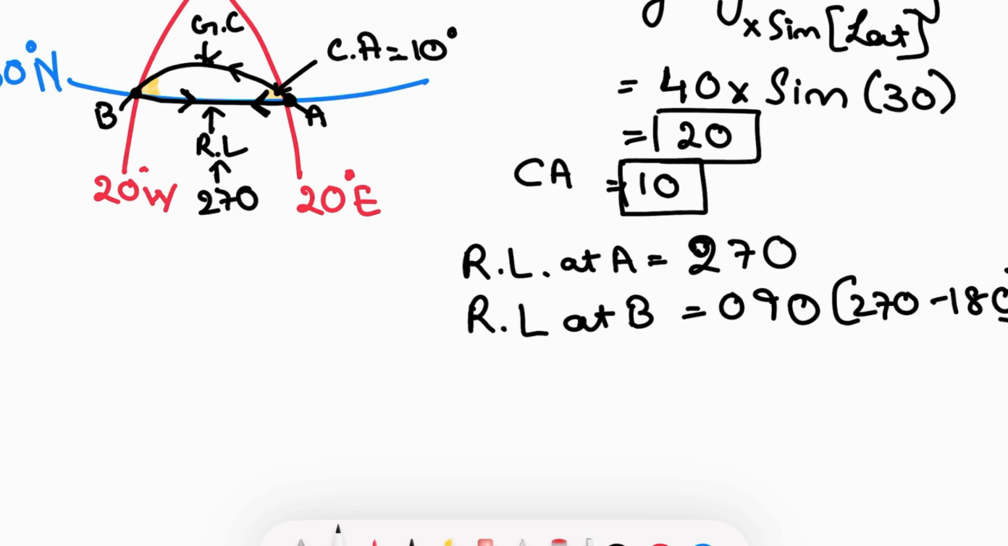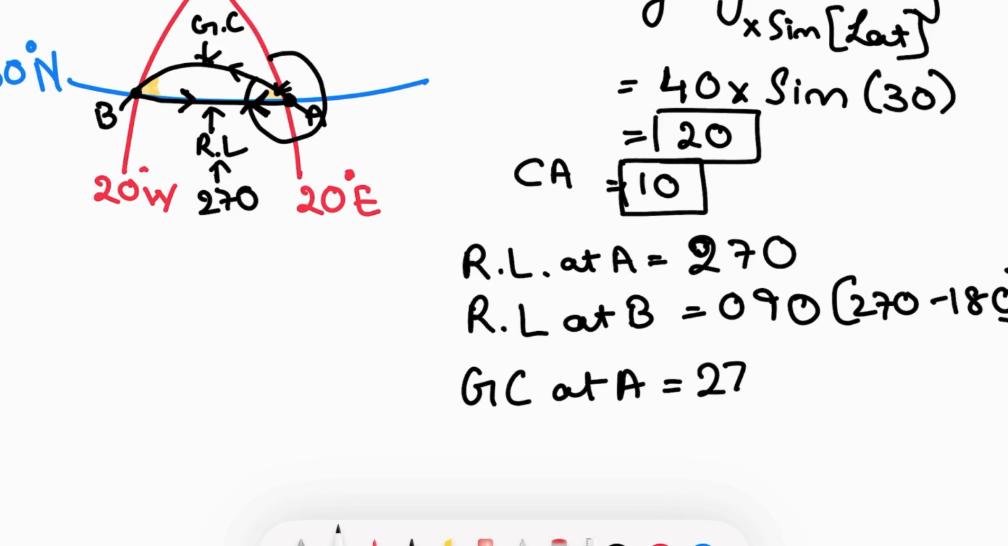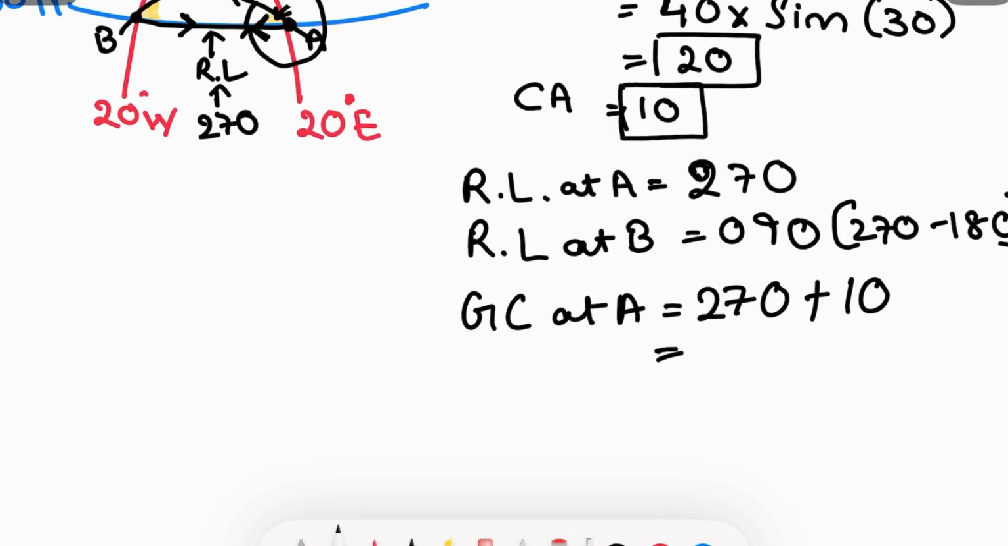Now to find out the great circle at A and the great circle at B, we are going to need the conversion angle, right? The conversion angle is 10, so basically this angle is 270 plus this 10 degrees. So the great circle at A is going to be 270 plus 10 degrees conversion angle, so that is going to be 280 degrees.